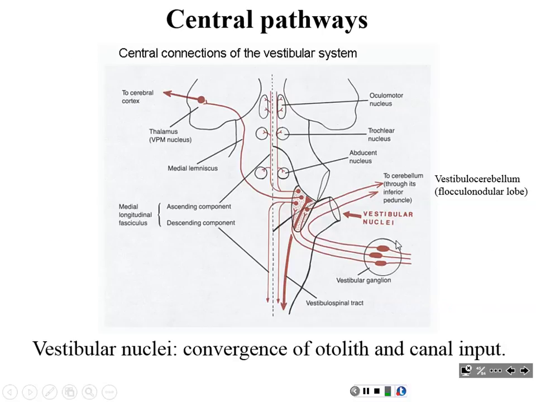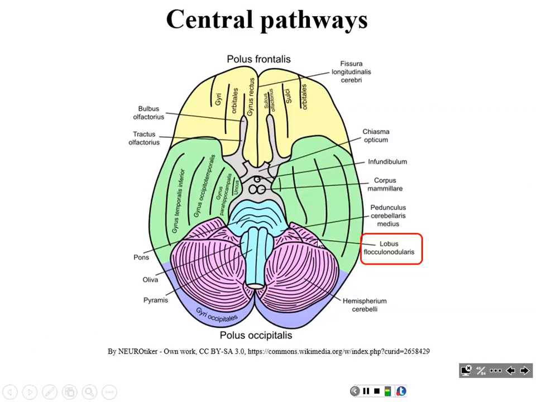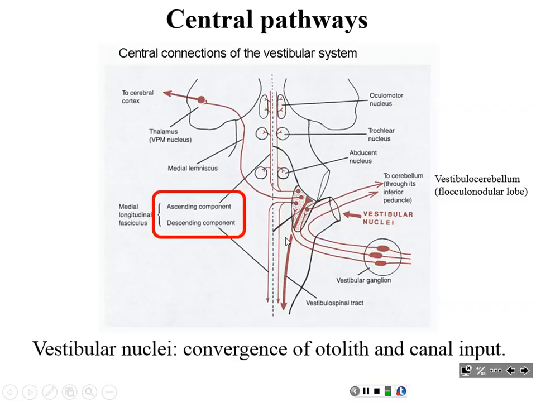So I mentioned, the vestibular ganglion cells project into the vestibular nuclei. It's not the only place they project to. They also project to the cerebellum, to the vestibulocerebellum, to the flocculonodular lobe. And you already know this from anatomy, but this is a ventral view of the brain, and here is where the flocculonodular lobe is located. Okay? So we have information that goes from the vestibular ganglion to the cerebellum, but also to the vestibular nuclei.